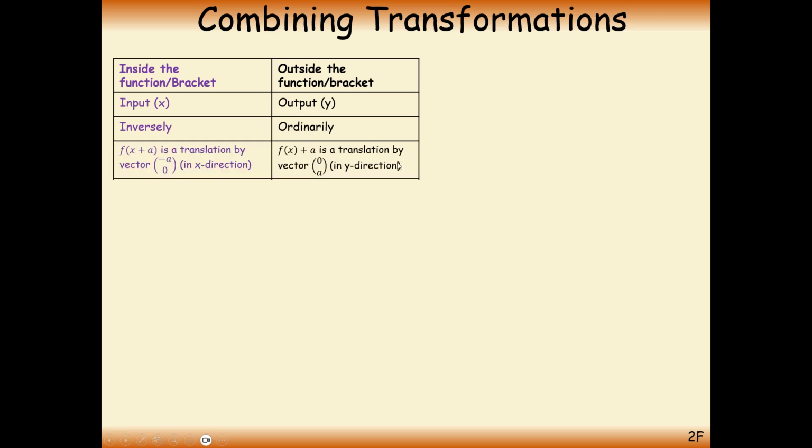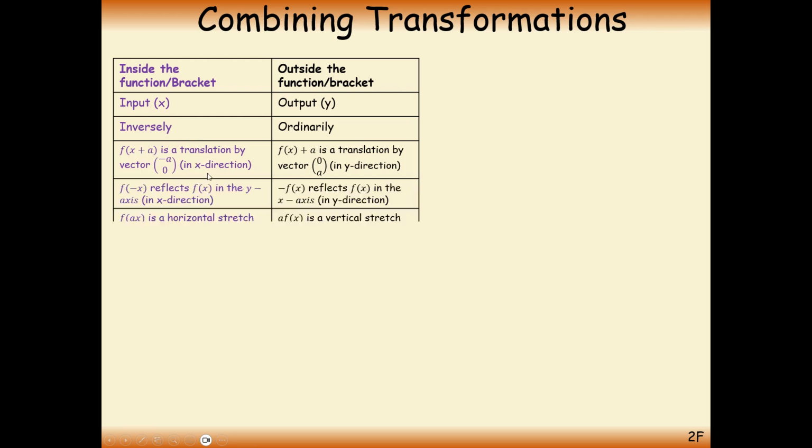Now, what do we mean by change inside the bracket? For example, f of x plus a. The value of a is added inside the bracket. So it will shift the graph in x direction by negative value of a. So that's where the word inversely means the opposite effect. Where you see a plus a inside the bracket, actually the graph will move to the left.